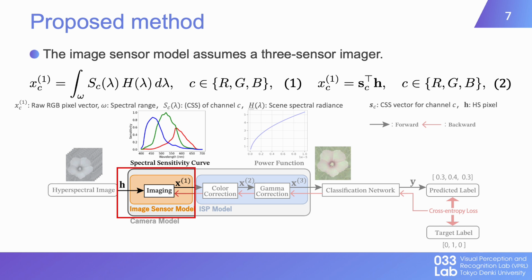First, let's look at the image sensor model. We use a simple 3-channel sensor without demosaicking. Equation 1 shows how we get the raw RGB value. It combines the camera sensitivity and the light from the scene. For our hyperspectral data, we use equation 2. The key point is that we make the camera sensitivity a learnable parameter. In practice, this is implemented using point-wise convolution.